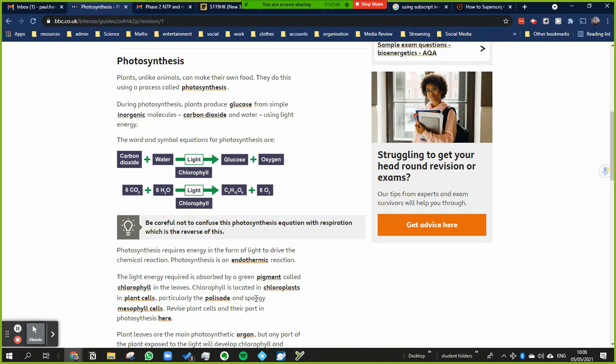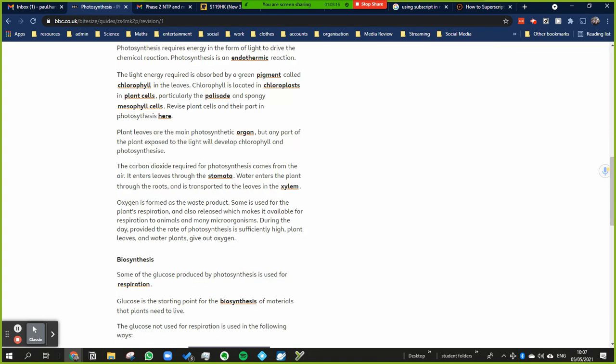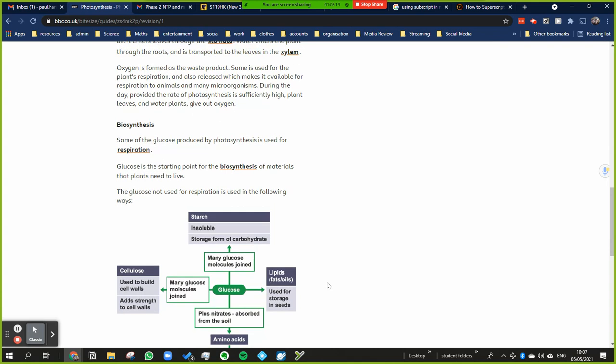So I'll just wrap up this little bit, and then we'll look at respiration. We need light for photosynthesis to happen, and we also need something called chlorophyll. Chlorophyll is a substance inside the plant cells that lets photosynthesis happen, and it is found inside chloroplasts. So there are lots of other words and things to learn about photosynthesis.